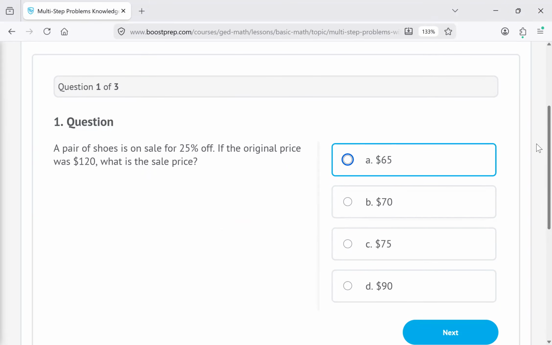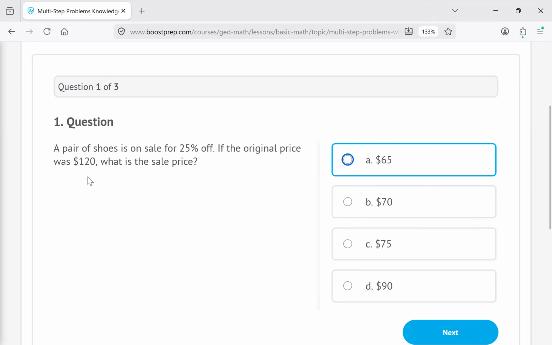So question one says, a pair of shoes is on sale for 25% off. If the original price was $120, what is the sales price? You will see a lot of this in the actual exam, talk like percentage-wise, how much is taken off, etc. I try to set it up as an equation. Let's read it again. A pair of shoes is on sale for 25% off. If the original price was 120, what is the sales price?